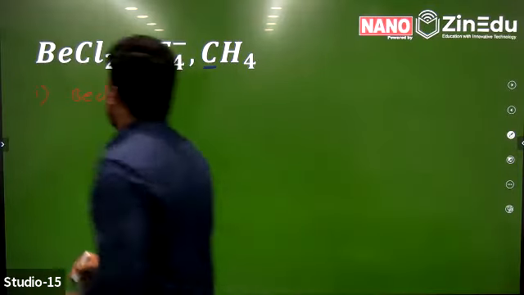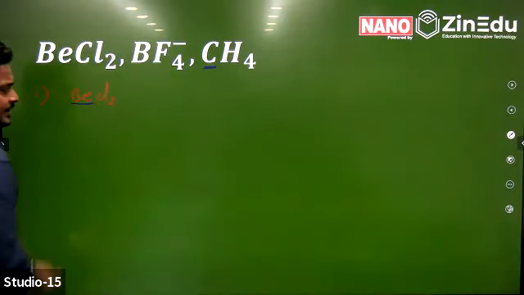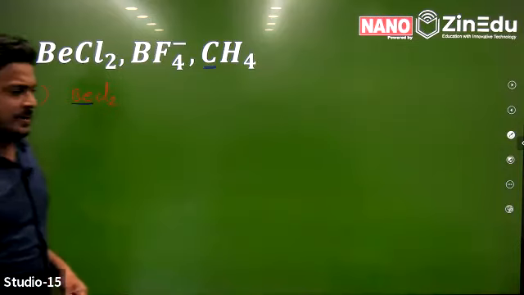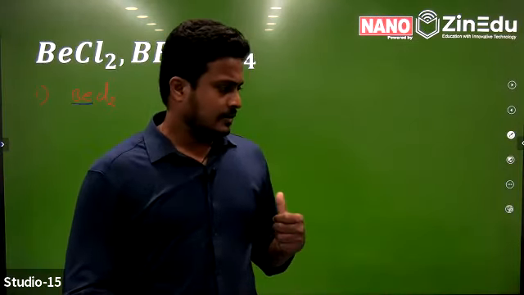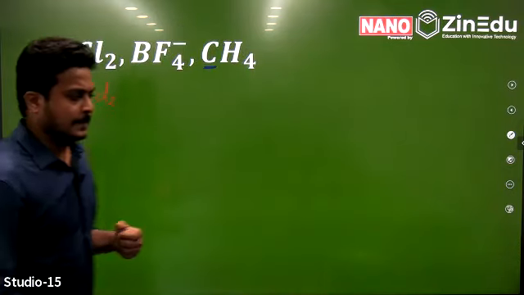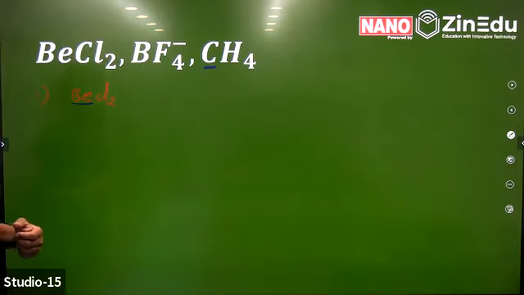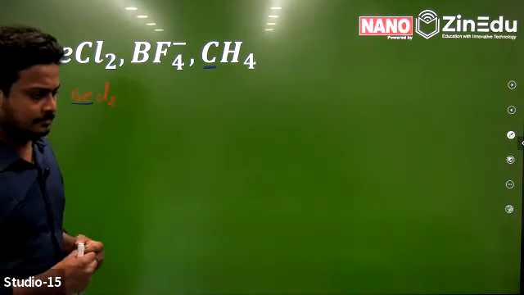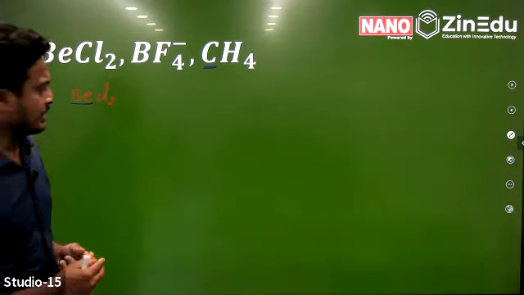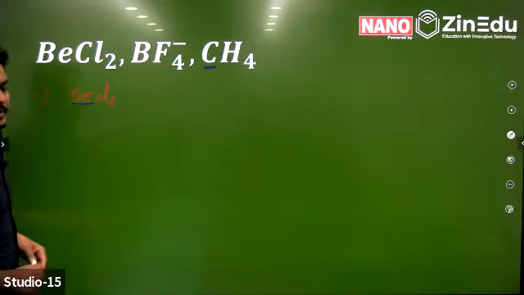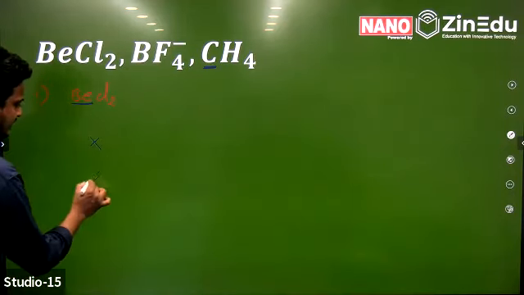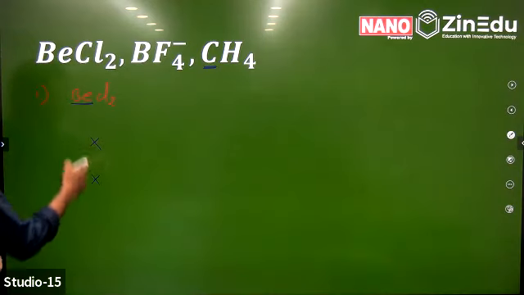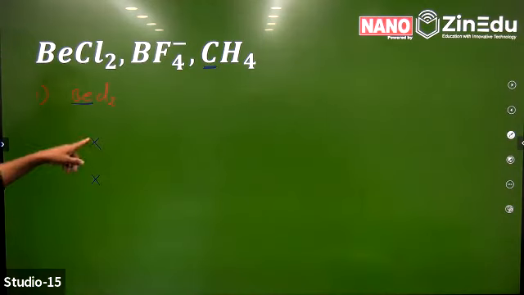Now coming to BeCl2, in BeCl2 beryllium is the central atom, right? Now tell me, beryllium belongs to which group? In last class we discussed it. Second group, sir. Second group element. So how can we decide the group number? Based on the number of valence electrons, right? So beryllium has how many valence electrons in its valence shell? 2 valence electrons. I am writing these as dots, like electrons. These two are the electrons of beryllium, right?